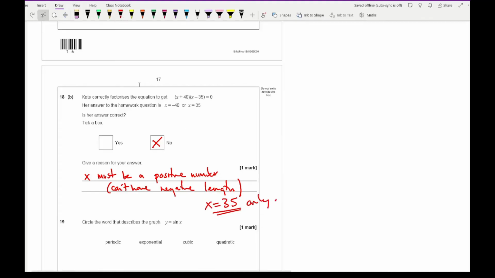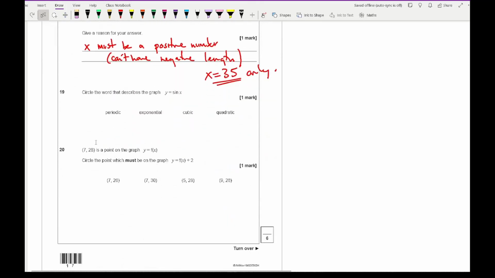And again, for 1 mark, you won't get a mark just for ticking the right box. You'd have to give your reason for that. The next question, question 19, says circle the word that describes the graph of y equals sine x. And again, this would be our first option, which is periodic.